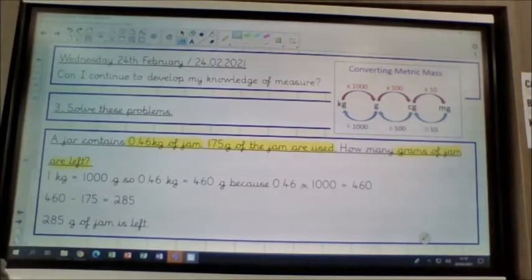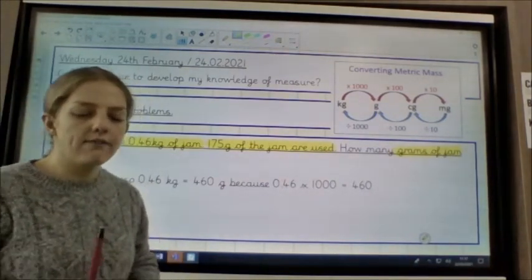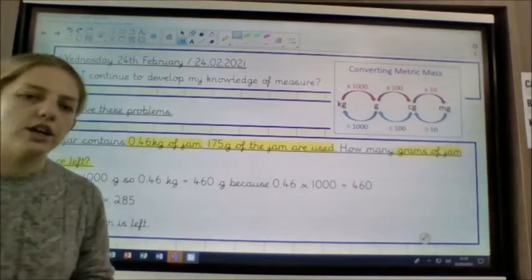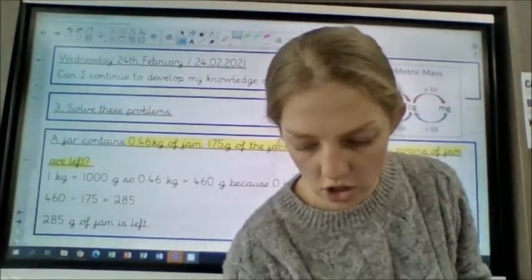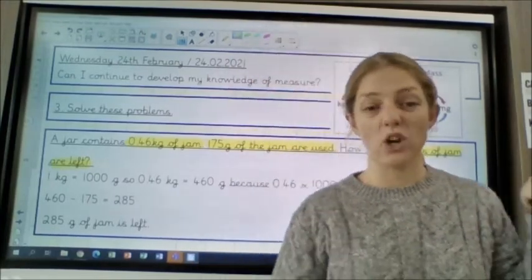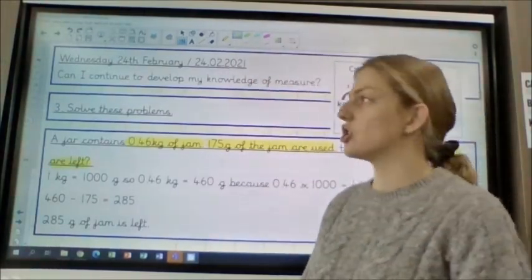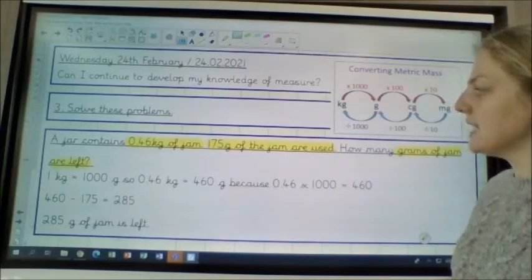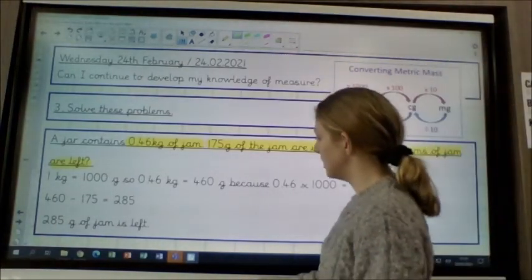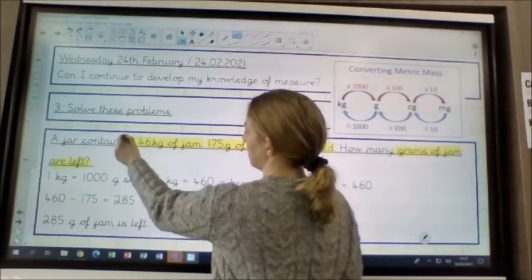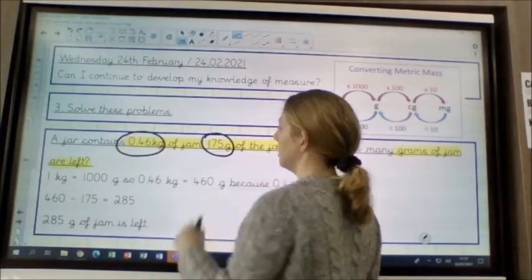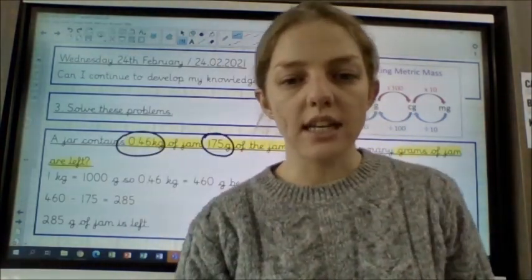Okay, now we looked at converting very briefly before half term. We also had to go in school when we were using the conversion chart. Miss Prince did write it on her red board in class, didn't she? So we need to recognise what 1 kilogram is equivalent to.